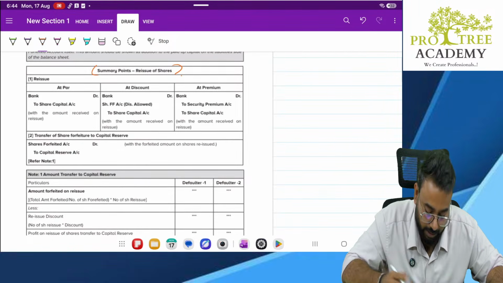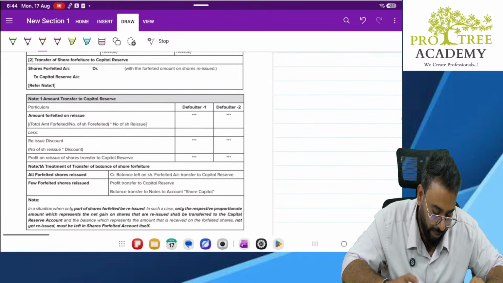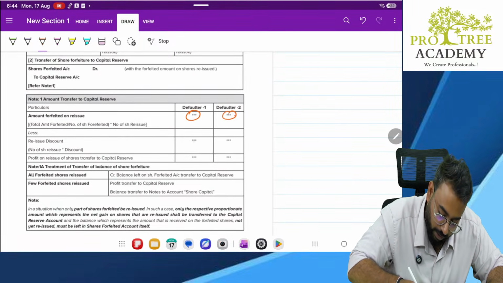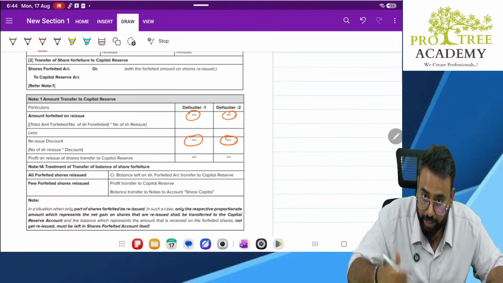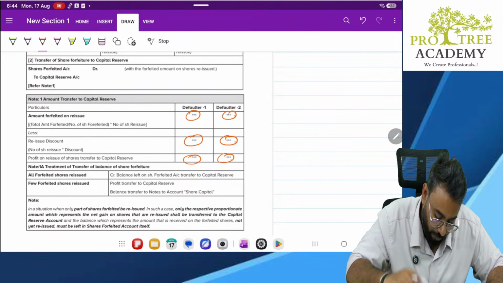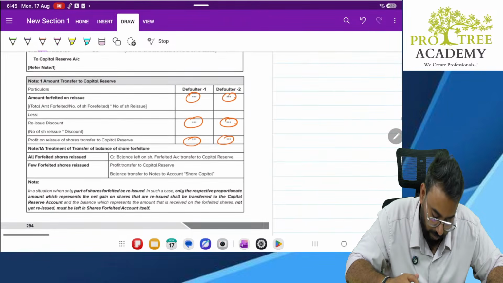Yeah, whatever we have discussed, the same thing. How do you calculate the amount of forfeiture to be transferred to capital reserve? The forfeiture amount less the discount you are giving on reissue. The balance remaining will be transferred to your capital reserve account.